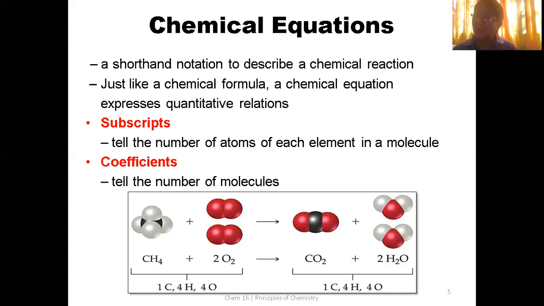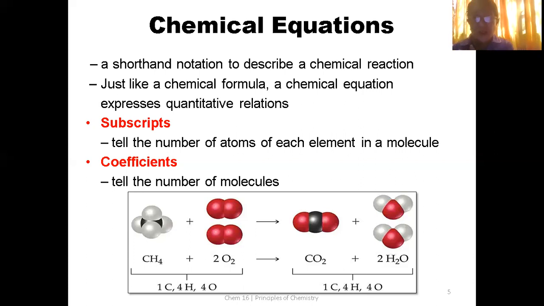Just like a chemical formula, a chemical equation expresses a quantitative relationship. How will you know? When an element combines with another element, how are you going to express it? Added means there will be a plus, and it will produce, so you will have an arrow. That arrow pertains to the reactant proceeding to form a product. The plus means added. If the arrow goes to that portion, it means it proceeds to the product.